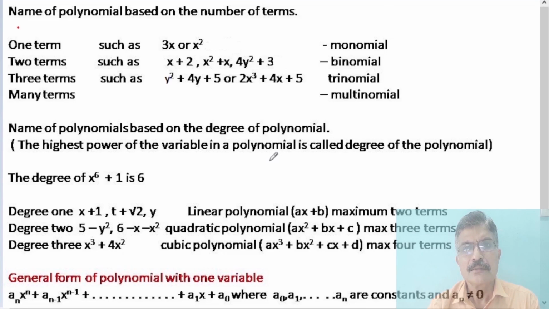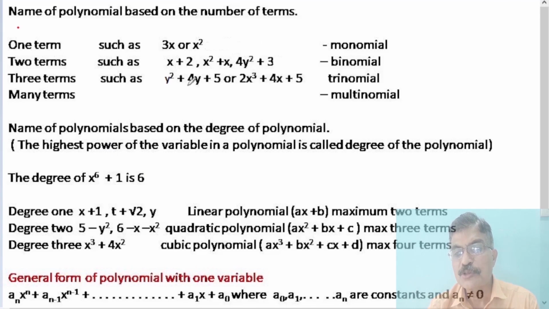Then we will look at the name of the polynomial based on the degree of the polynomial, which means the highest power of the variable used in the polynomial. Consider this polynomial x raised to 6 plus 1. The variable used here is x. Power is 6, so the degree of the polynomial is 6.